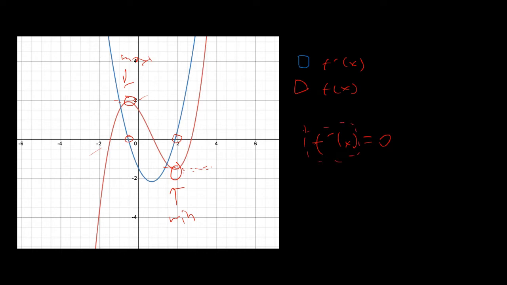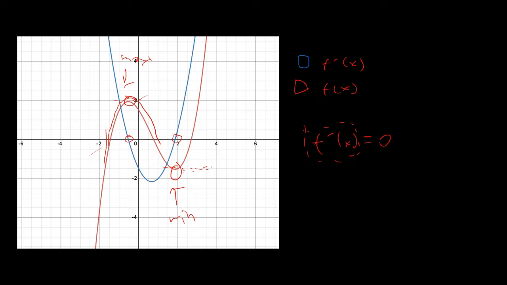Okay, now here's the problem. When we figure out that f prime of x is 0, how do we figure out if it's a relative minimum or maximum? Well, here's how we do it. As you can see, if we follow the curve of f of x, it's increasing, increasing, increasing. Now at this point it's technically constant, then it's decreasing, decreasing, decreasing. So f of x goes from increasing to decreasing.